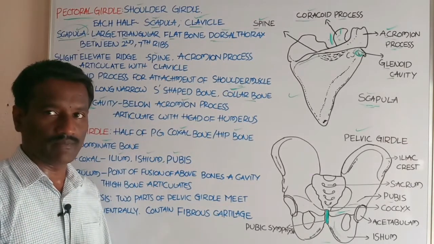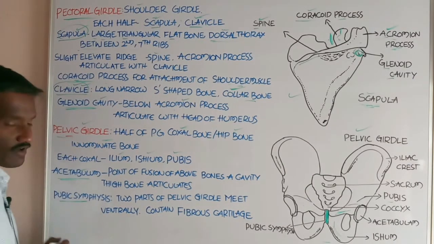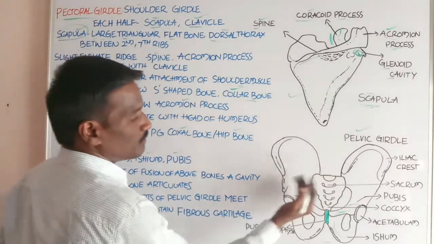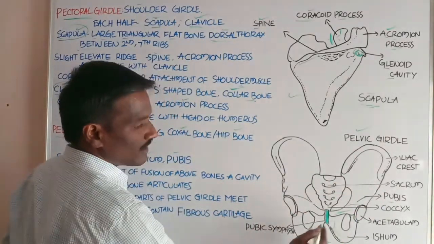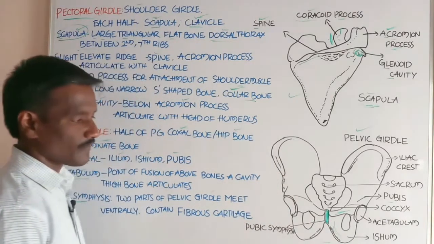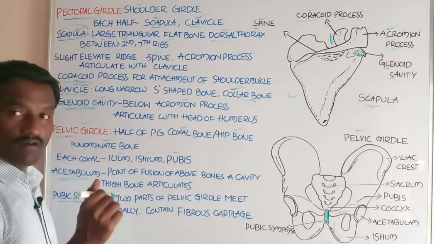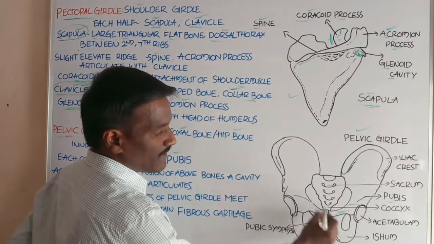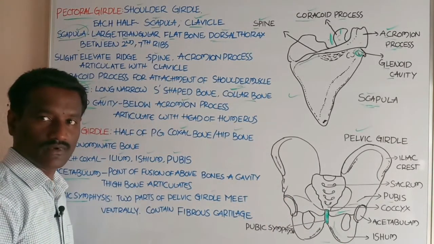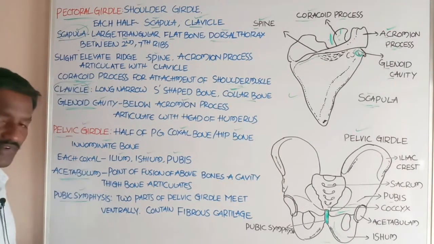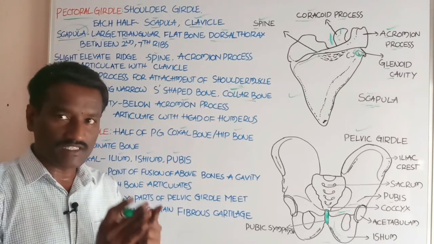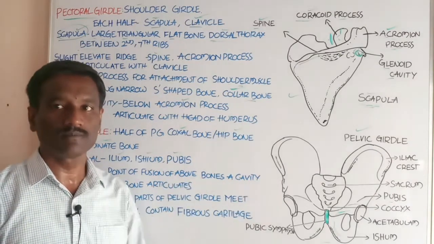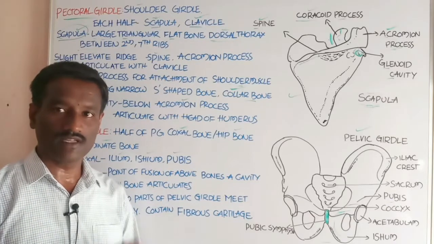Okay, students. Next, another one, the pubic symphysis. What about the pubic symphysis? The two parts of the pelvic girdle meet ventrally with the help of fibrous cartilage, and that is called the pubic symphysis. It is the joint which combines the two parts of the pelvic girdle, formed with fibrous cartilage.